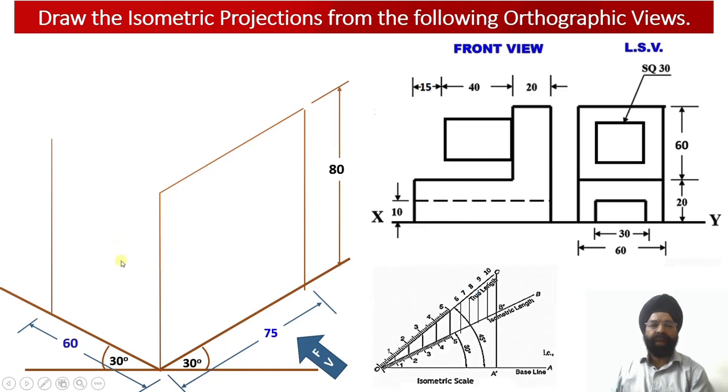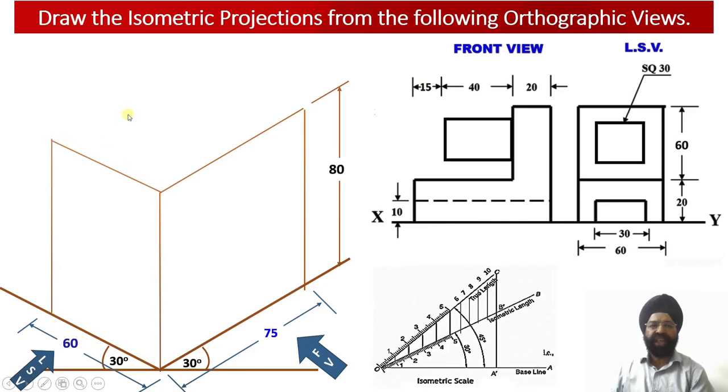In order to complete this left hand side view, another isometric line has been drawn measuring 80 millimeter parallel to the y-axis, and another isometric line has been drawn over here measuring 60 millimeter and parallel to the x-axis. So this completes the construction of the left hand side view face of this particular solid.